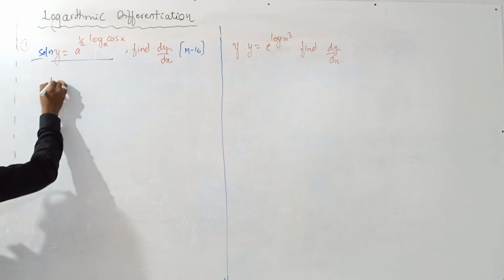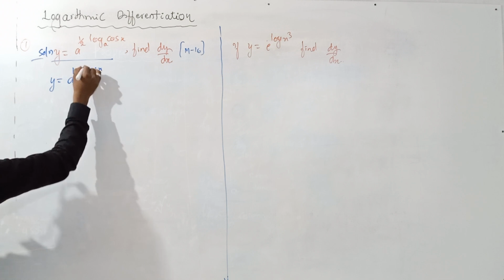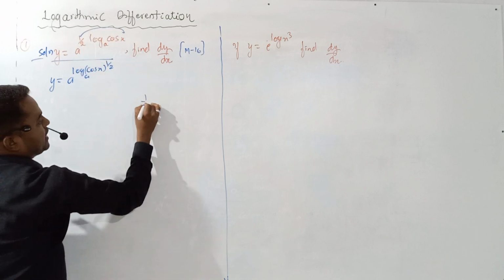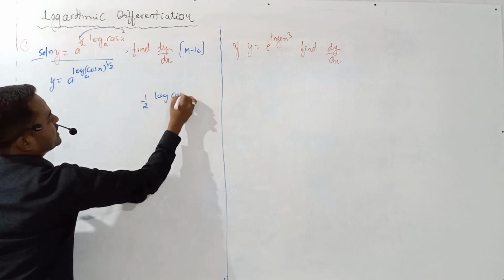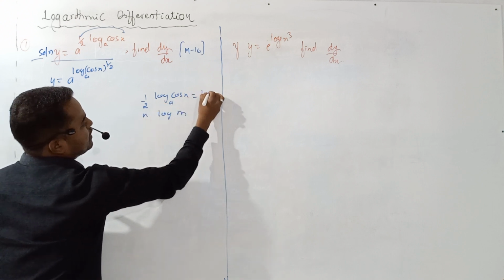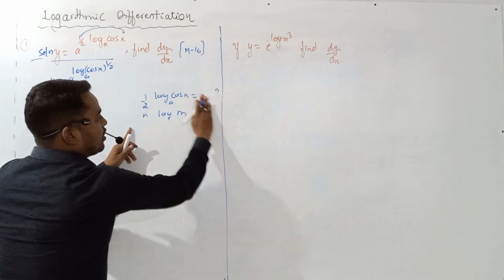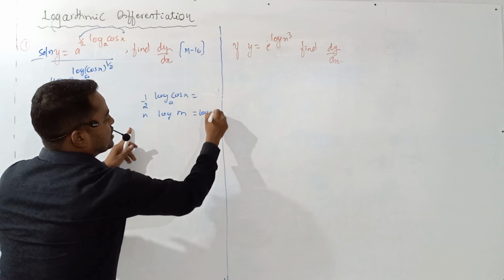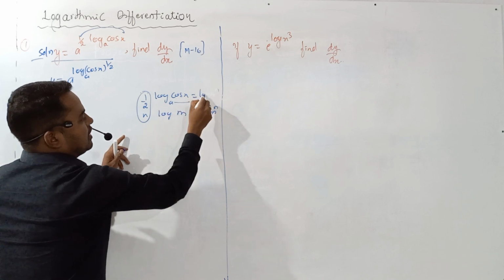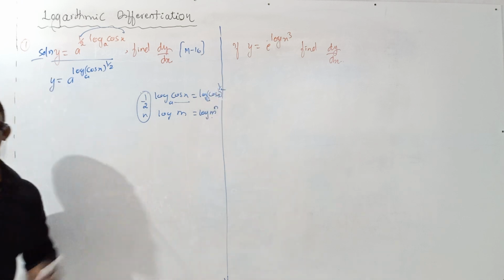Then y is equal to a raised to log cos x to the base a raised to 1 by 2. This 1 by 2 comes here because 1 by 2 into log cos x to the base a, n into log m, is log m raised to n. This property we are applying here. What is n here? 1 by 2. What is m here? Cos x. That is log cos x to the base a raised to 1 by 2.